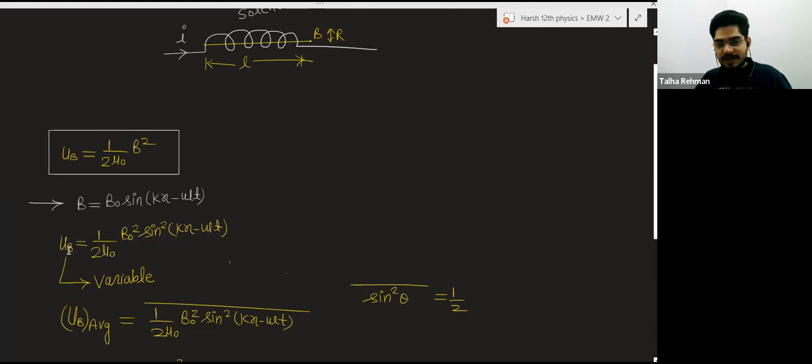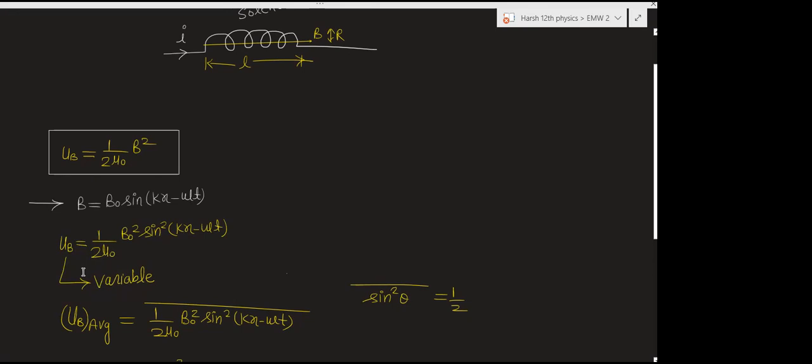And this value is a variable value, because here time is changing, because the magnetic field is changing with time and with the distance, or with the x. As this time is changing, you can say this is a variable value. This energy density of the magnetic field is variable with time.